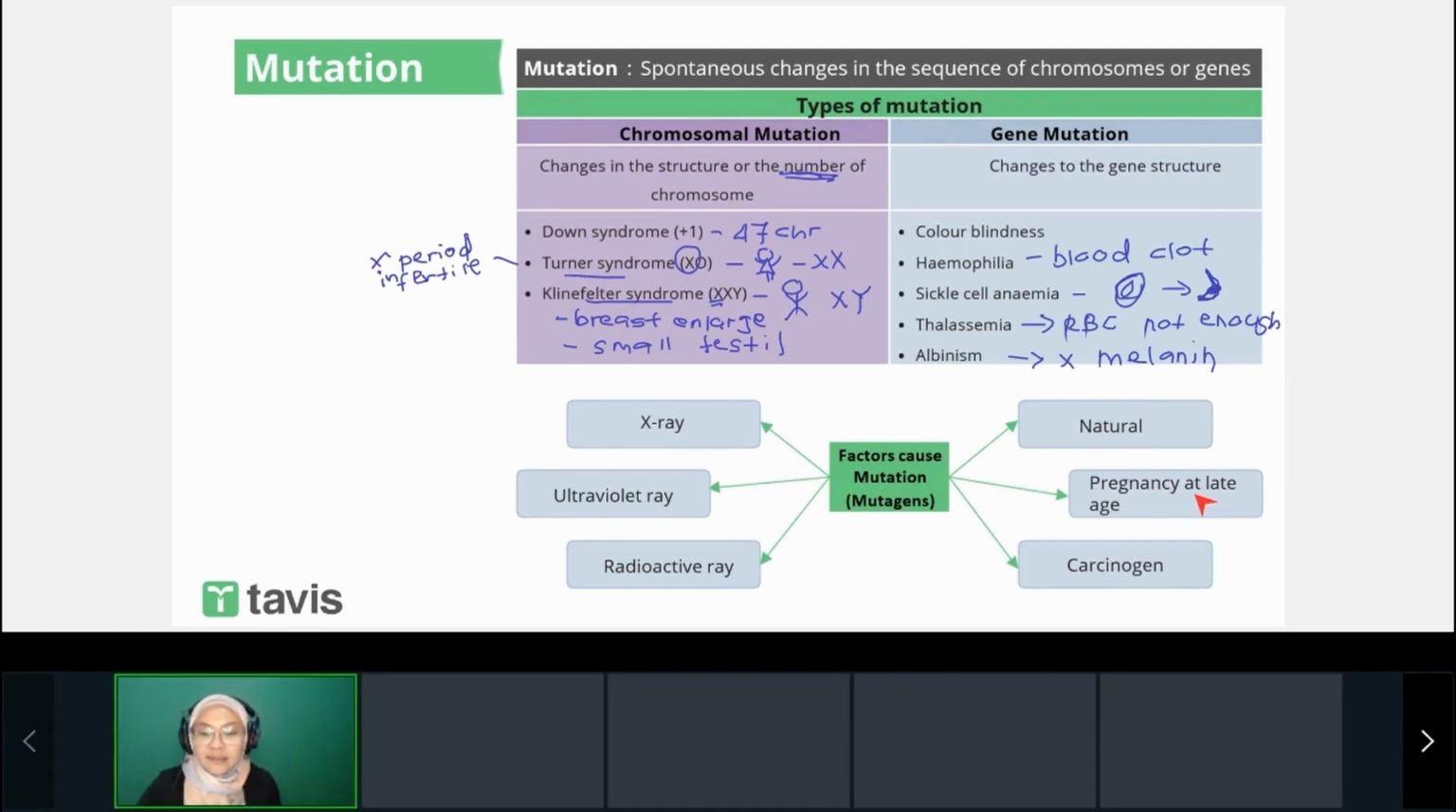Okay, pregnancy at late age. The mutation may be at the ovum or the sperm, so it may cause the mutation to the kids as well. Carcinogens, usually we get from cigarettes, from asbestos. Asbestos is a substance in our shingles, yeah?